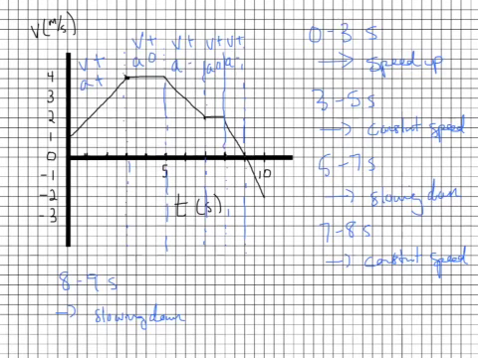Alright, then from 9 to 10 seconds, now we are below our horizontal axis. So now we actually have a negative velocity, and we also have a negative slope, so we have a negative acceleration. And if both velocity and acceleration are negative, now we are moving to the left, and we are speeding up.